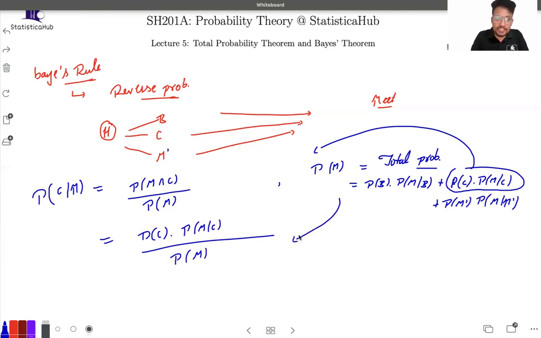So this particular theorem is known as the Bayes theorem. And again, a very easy concept, the reverse probability.